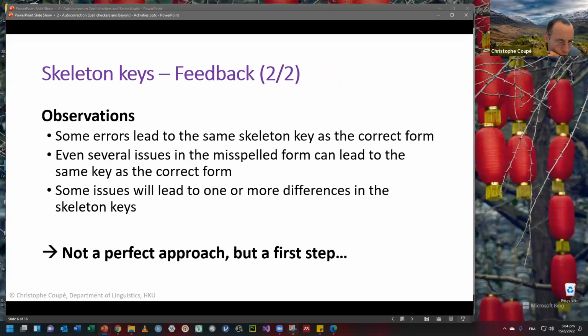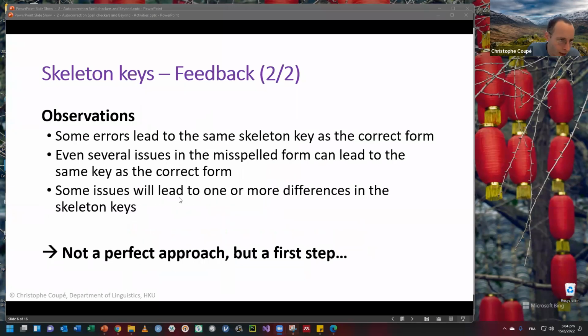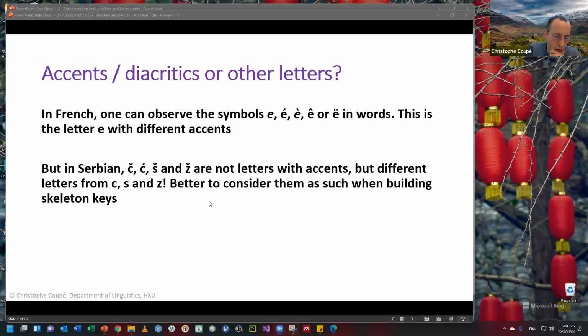But I gave you a word in Serbian. And in this word, you could see an S, and you could see an S with a reversed hat or something like that. My wife is Serbian. If I tell her, oh, this is an S with a reversed hat, she will scold me. She will tell me, no, it is not that. It's a different letter. So it's not a letter with an accent. It's just a different letter.